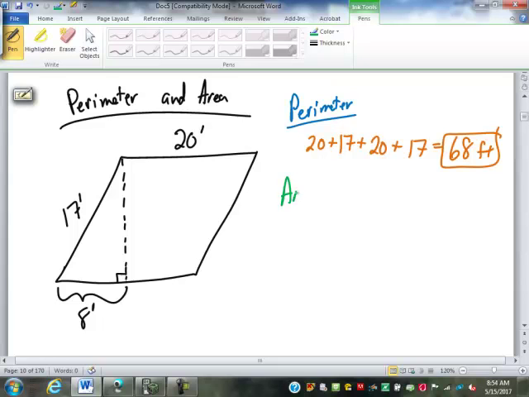Area. Can I do 17 times 20? Say no. No, I can't do it. I could do it, but it's not going to give me the area. Because the area has to be two dimensions that form a right angle. And this is not a right angle here between the 17 and 20. What's that? 17 times 20 would be 340. That wouldn't be the area.